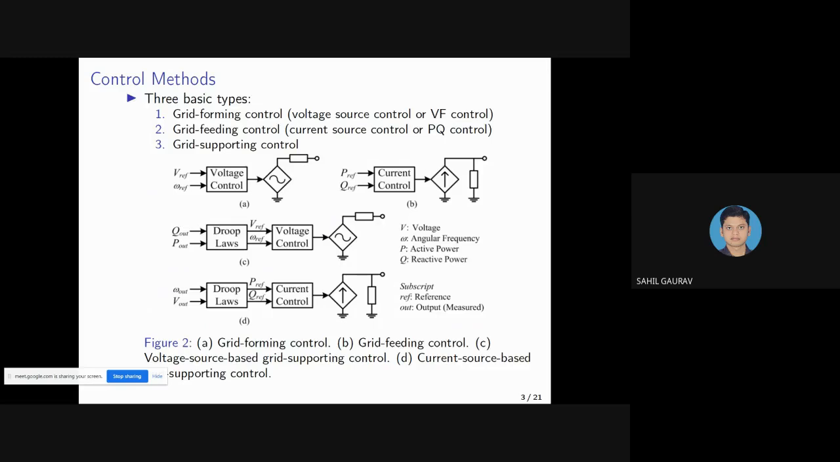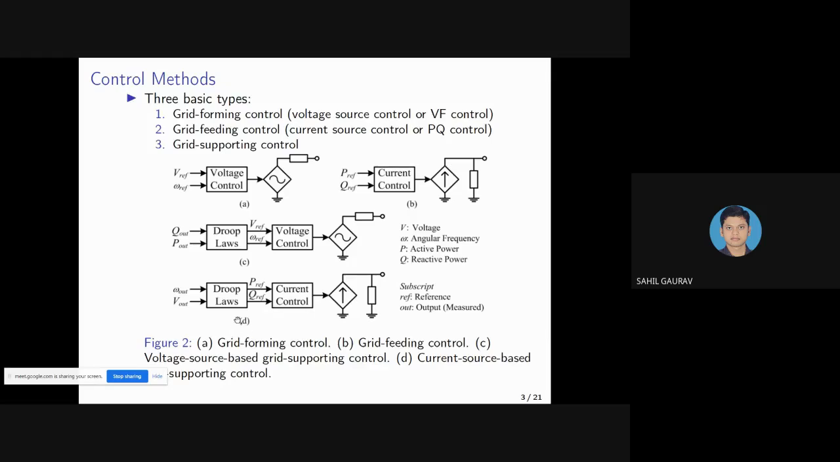And the third one is grid supporting control. Grid supporting inverters provide other ancillary services like economic dispatch, stability support, power quality enhancement, etc. So both grid forming and grid feeding inverters can be grid supporting inverters. If a grid forming inverter works as a grid supporting inverter, then it is called a voltage source based grid supporting inverter. That is figure number 2C. And if a grid feeding inverter works as grid supporting, then it is called a current source based grid supporting inverter. That is figure number 2D.